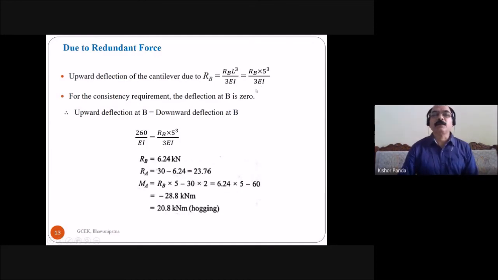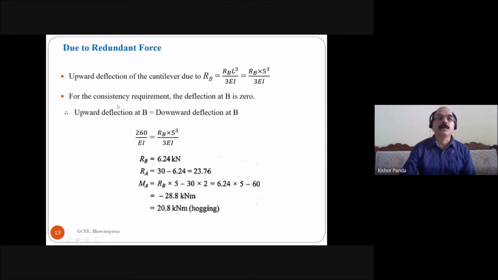So what is the deflection due to a concentrated load? WL cubed by 3EI. So here you have to take RB as a concentrated load. You have to find out the upward deflection at the free end, RB into L cubed by 3EI. RB is your unknown, and you have to find out this unknown reaction. RB into 5 cubed by 3EI. So this is the upward deflection due to the redundant force at the free end.